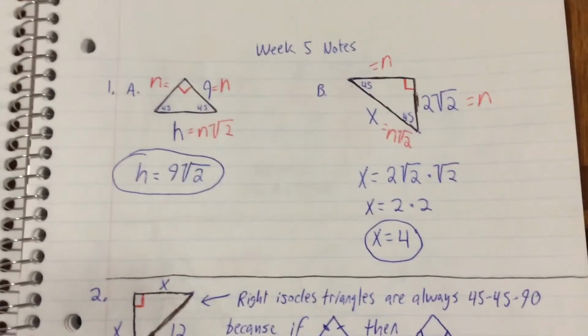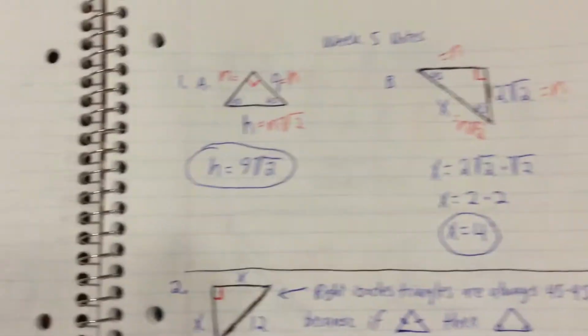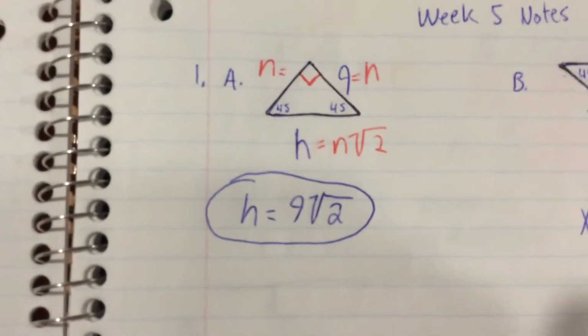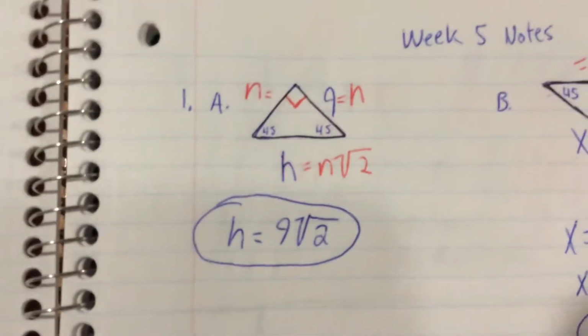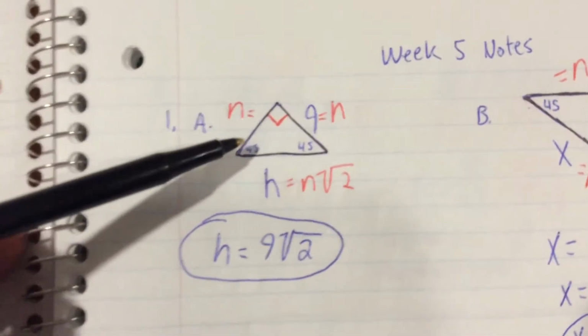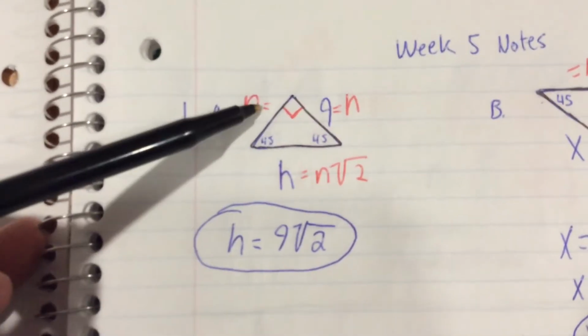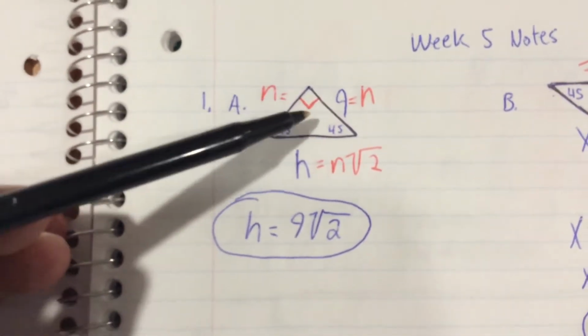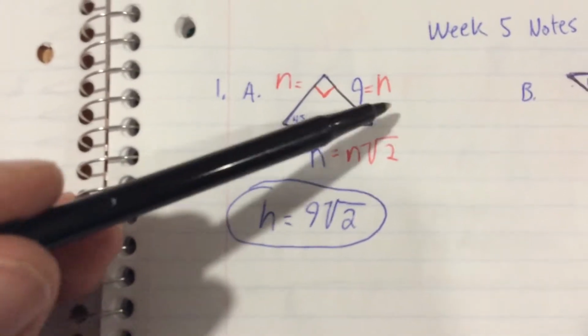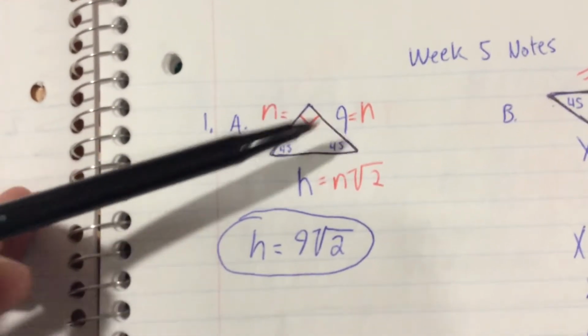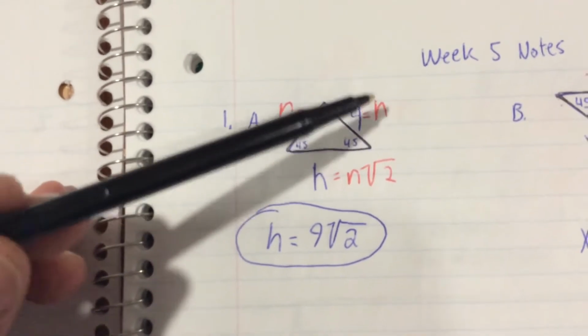All right, let's see how you guys did on number one and number two. So looking at 1A, we have a 45, 45, 90 triangle. So both legs, or the sides opposite from 45, are going to be labeled n. The hypotenuse is going to be n times the square root of 2. So looking here, they gave us one of the legs as 9, so we know that n is 9.